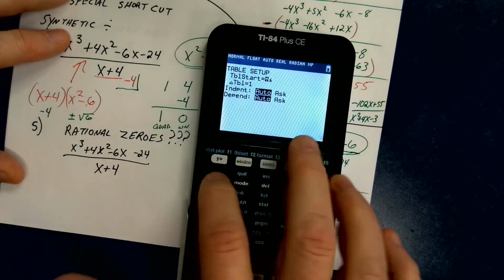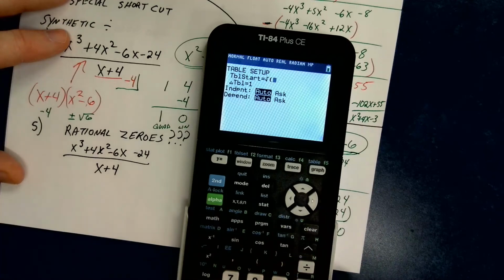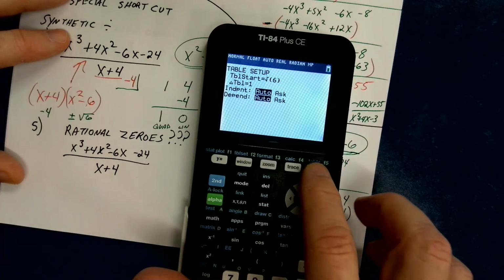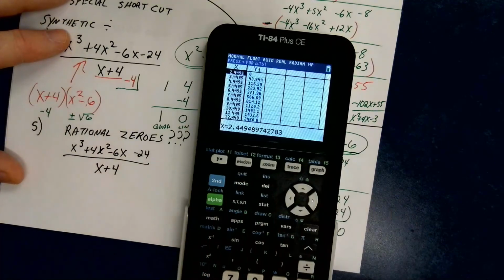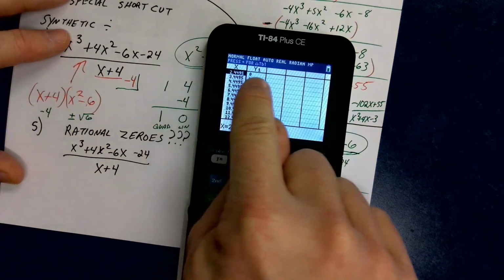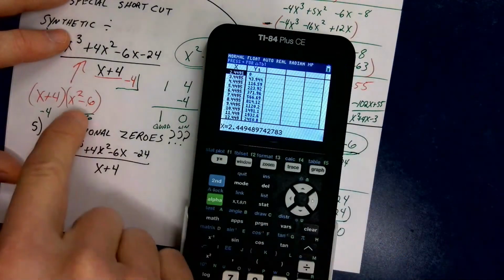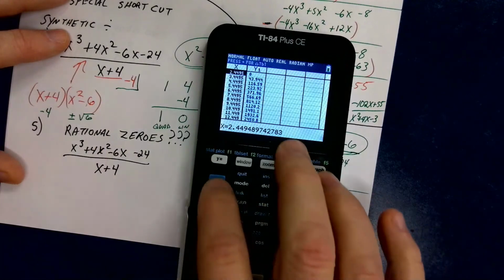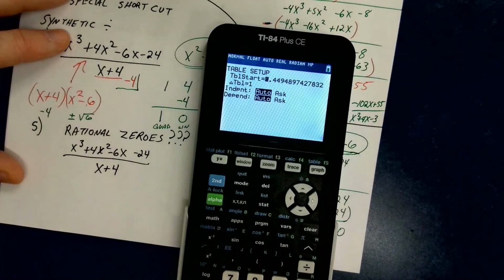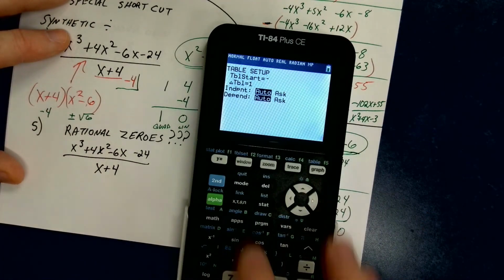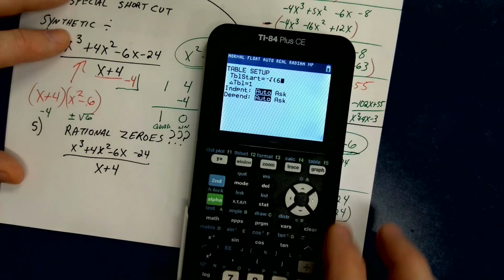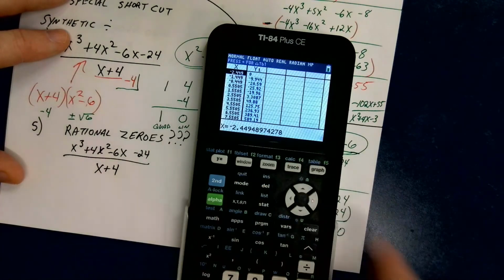Oops, sorry. Square root of 6. Right there, I don't want L6. And then look at my table. What do you see? Square root of 6 gives me a 0. Well, according to this, so should the negative square root of 6. Negative square root of 6. Second function table. That gives me a 0 also.